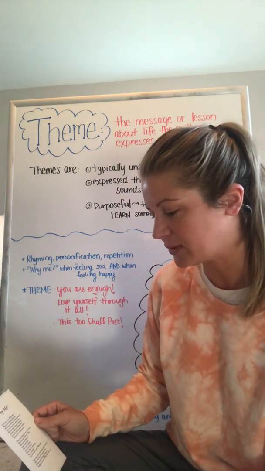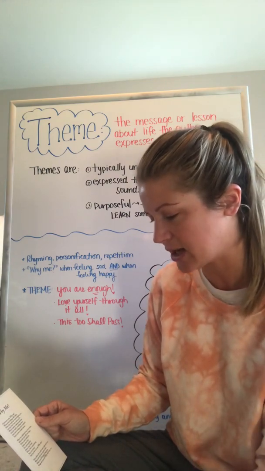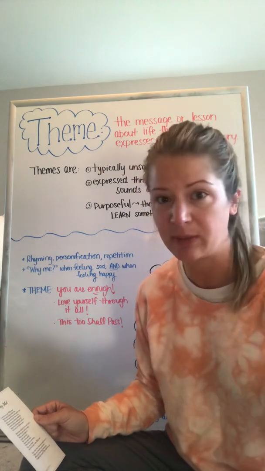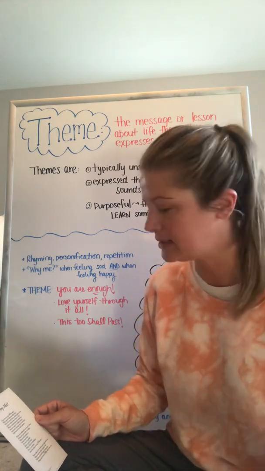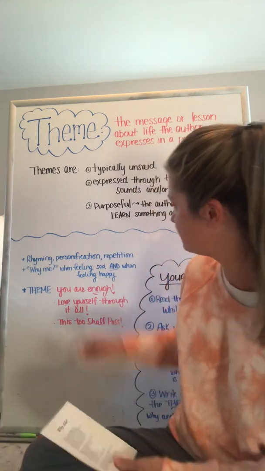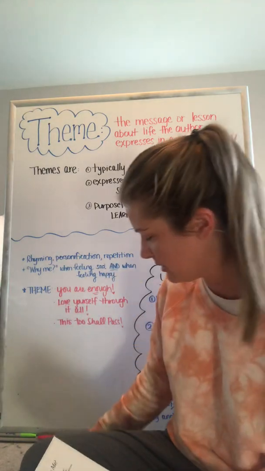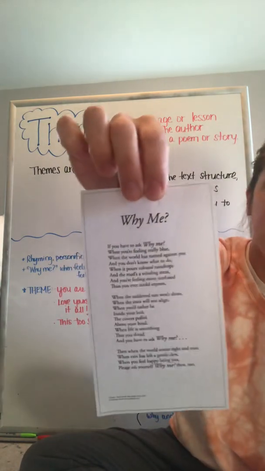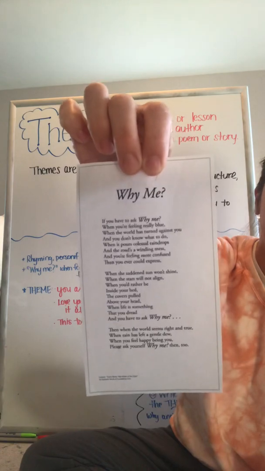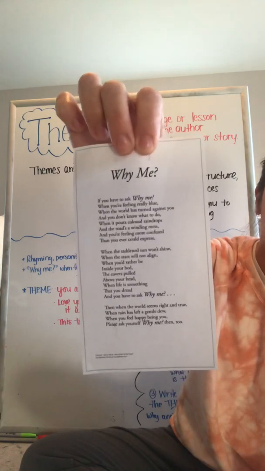So the author comparing the sun to a human by saying that the sun is sad is an example of personification. And we also have the repetition, which I think is the most important. The title, Why Me, is seen several times throughout the poem.